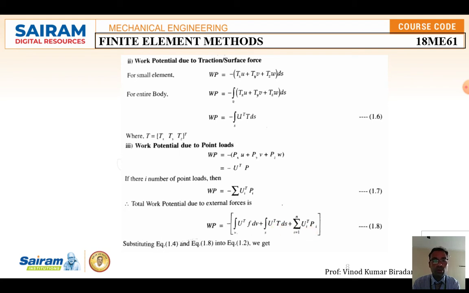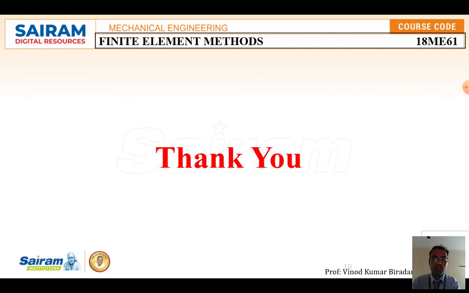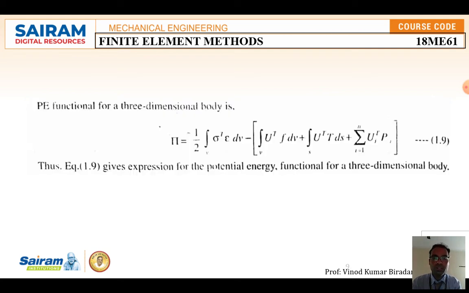Now we got the total strain energy and the total work done on the system. Now you put these two equations, the work potential and the strain energy, in the potential energy equation. So we got the potential energy function for a three-dimensional body. This is the strain energy, and this is due to the external forces on the body. This is the equation we are going to call the total potential energy function. This function is required to solve the numerical problems.